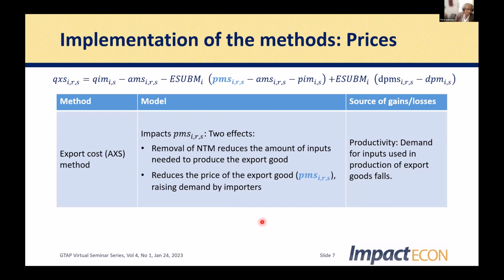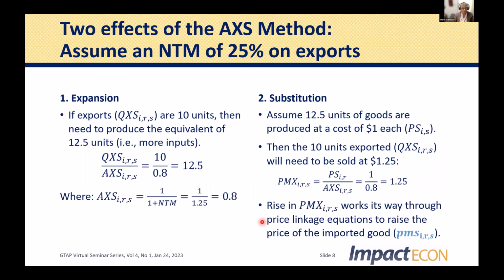Can talk a little bit more about these. To think about how the AXS is implemented in the model, think of our exports. We've got 10 units and we're producing them at $1 and we export them to Australia. Australia decides to put on an NTM, which is equivalent to 25%. The basic idea is that in order to produce these 10 units of goods, we now need to produce the equivalent of 12.5. So there's this 25% increase in the amount of inputs required to produce these 10 units.